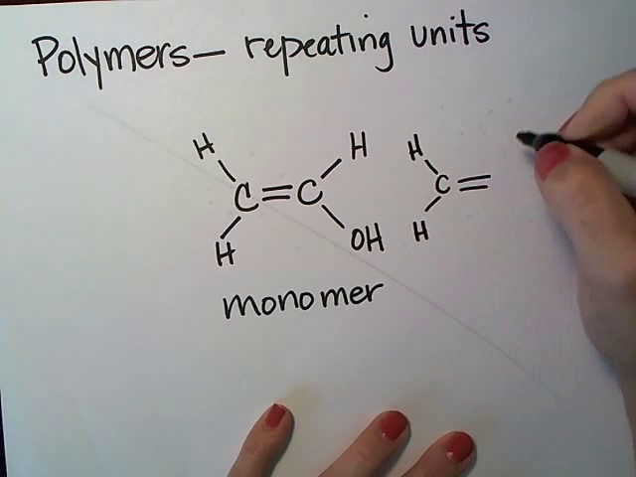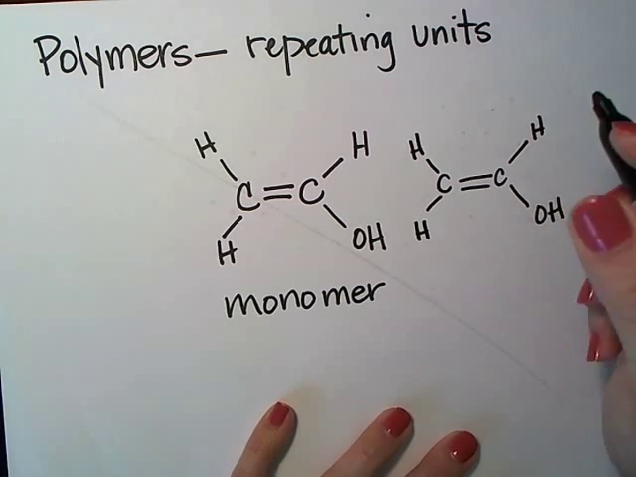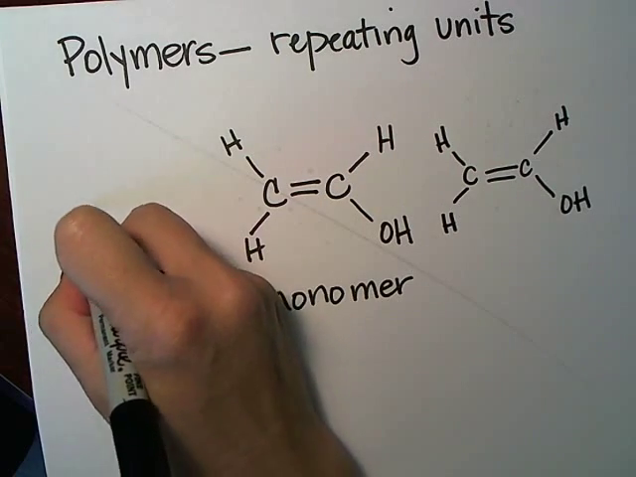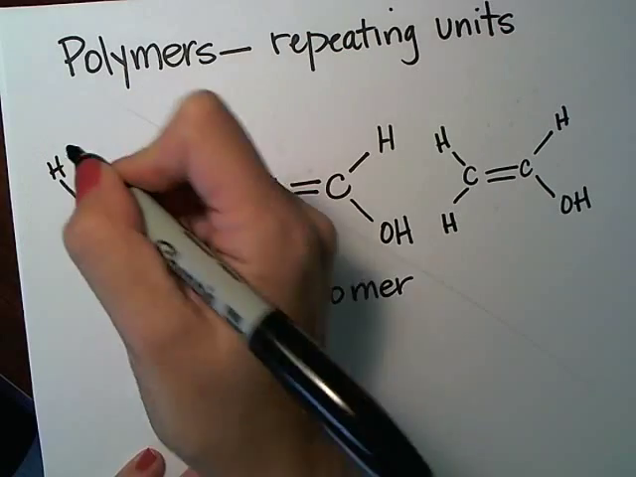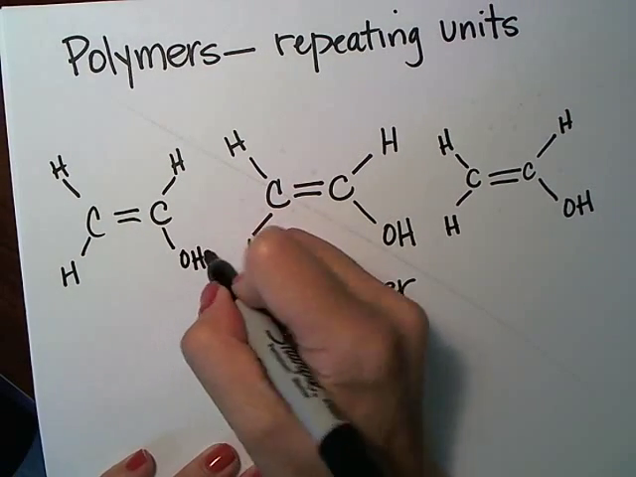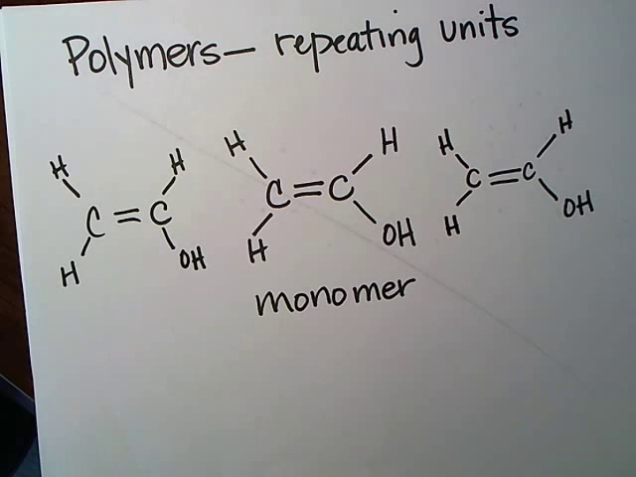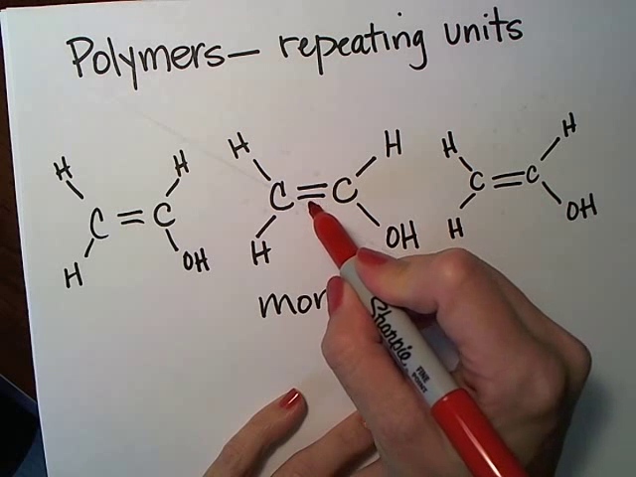So I'm just going to draw another one here right beside it. And then maybe even another one over here on this side. The exact same compound. And so what happens is the alkenes can actually bond to each other. And again, imagine that the double bond opens up.